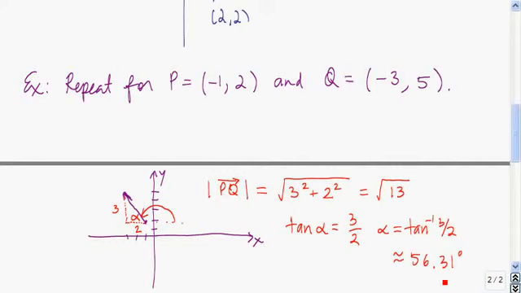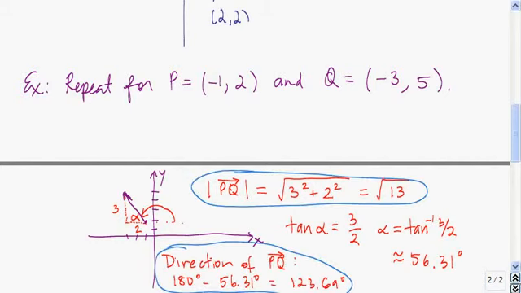So if you plug this into your calculator, you find that alpha is around 56.31 degrees. So again, we're not looking for alpha. We're looking for this angle right here. So all we do is subtract that value from 180, and that's the direction. Okay, so we find that the direction of PQ is about 123.69 degrees, and the magnitude of that vector is the square root of 13.